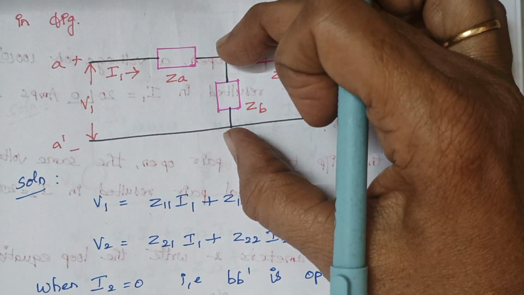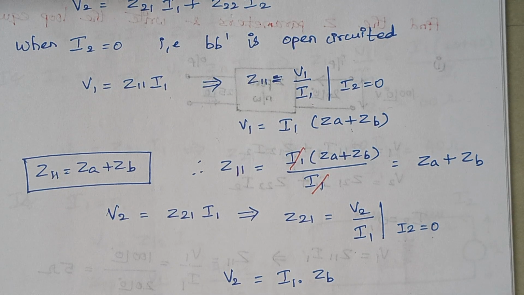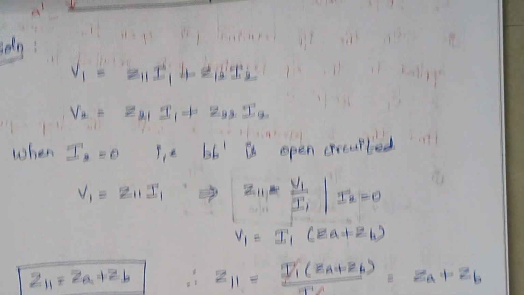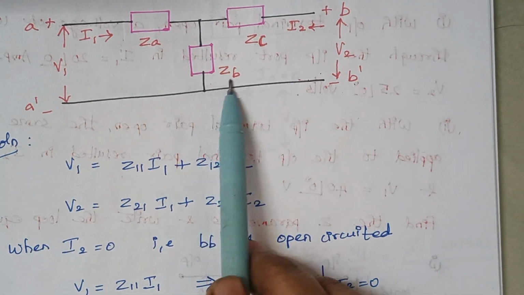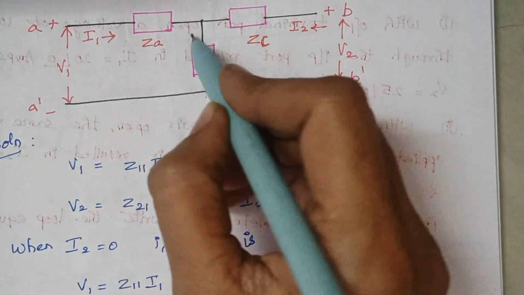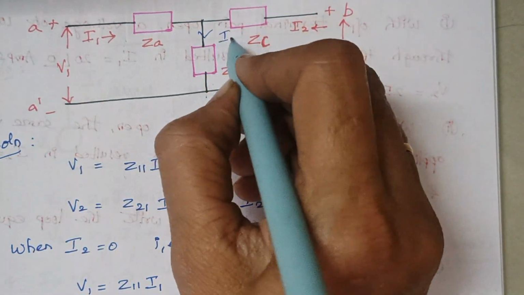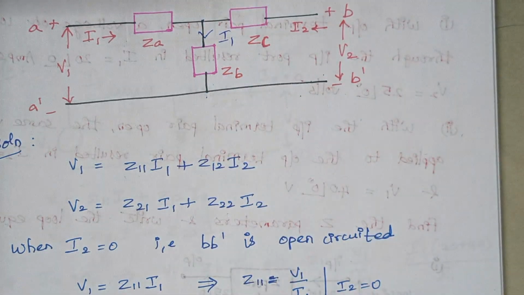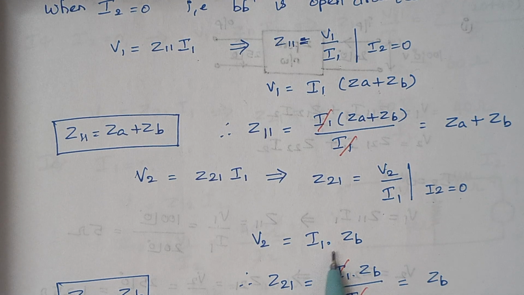Right. So you see, Z21 is V2 by I1, and here this V2 is nothing but the current flowing through this resistance multiplied by the resistance. So what is the current that flows through this ZB? It is obviously I1. So here the voltage across this part, that is V2, is nothing but I1 into ZB. So here V2 is given as I1 into ZB.